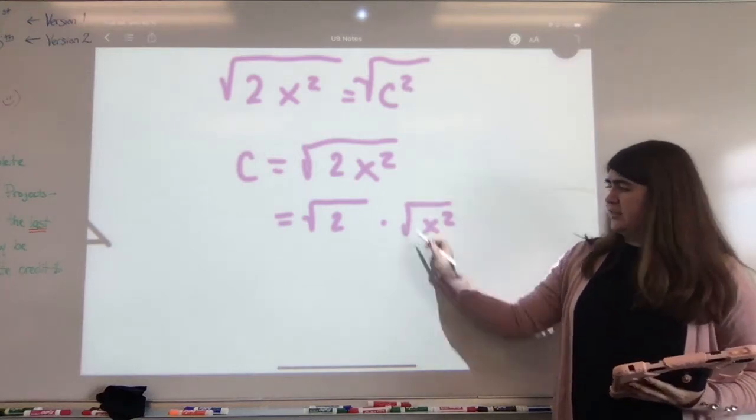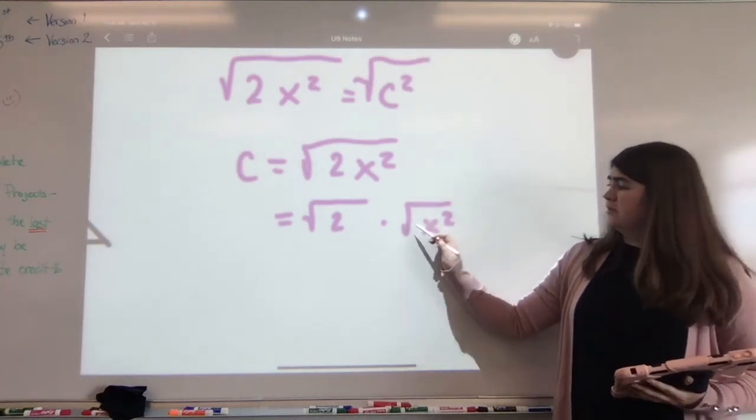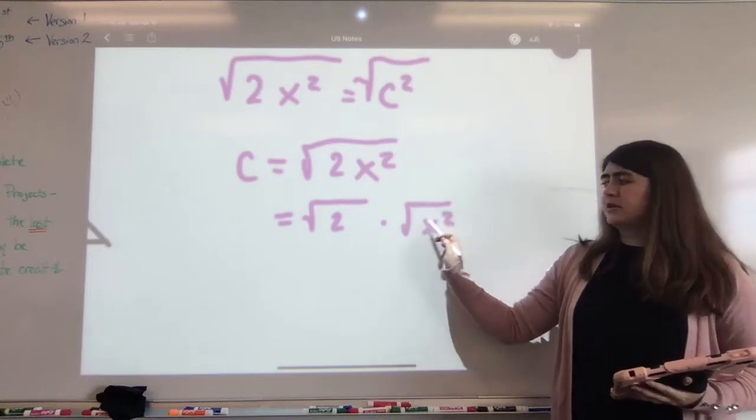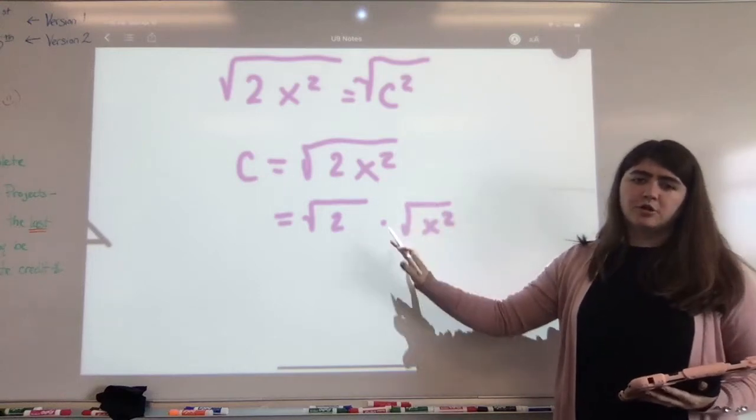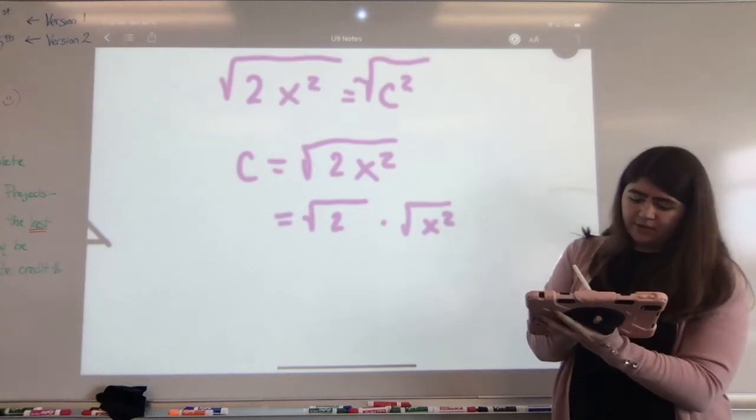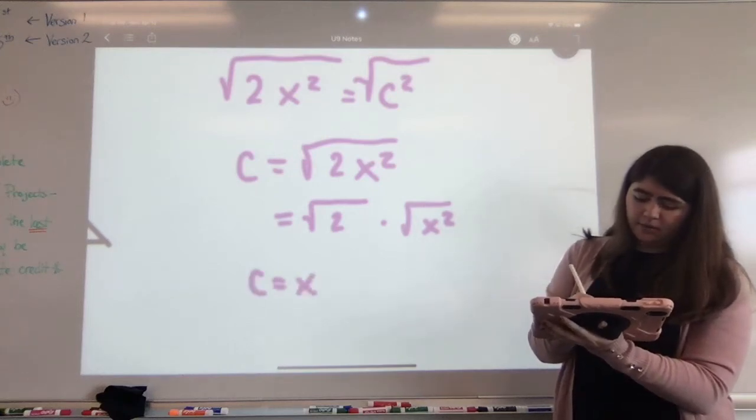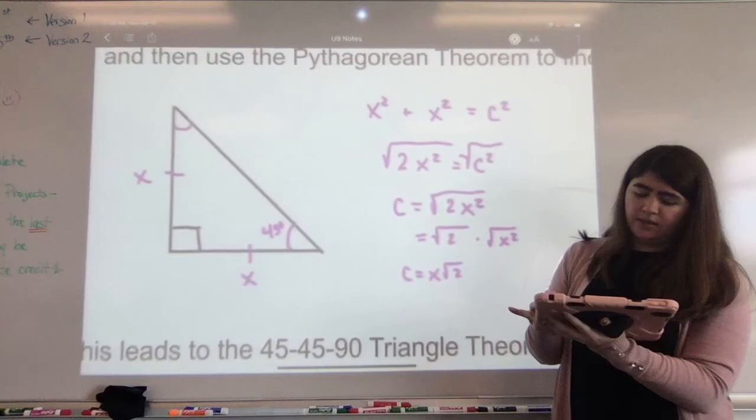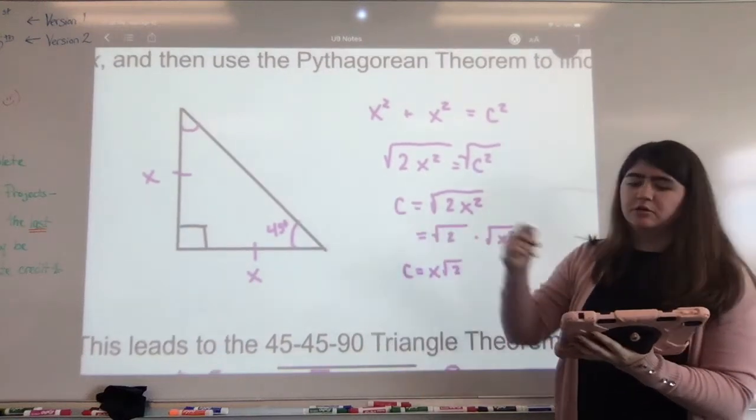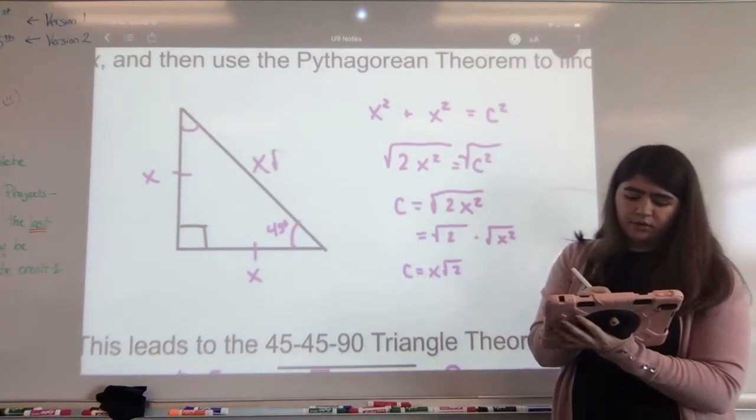Now that I have this here, I can cancel out the square root and the square to leave me with just x. And I'm going to rearrange this all in one step. So I have c is equal to x square roots of 2. So that's telling me that the hypotenuse of my triangle is equal to x square roots of 2.